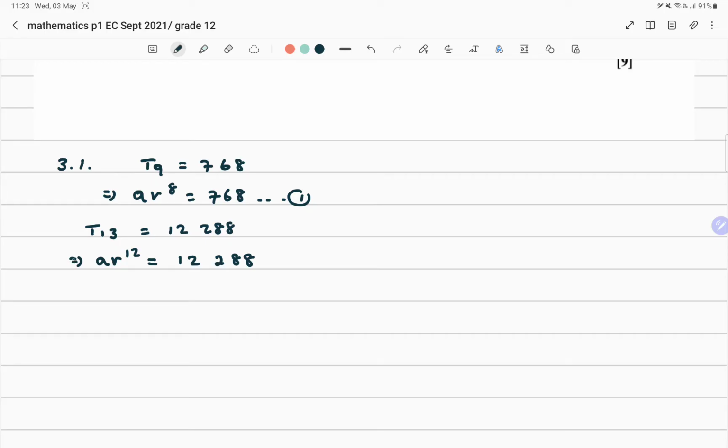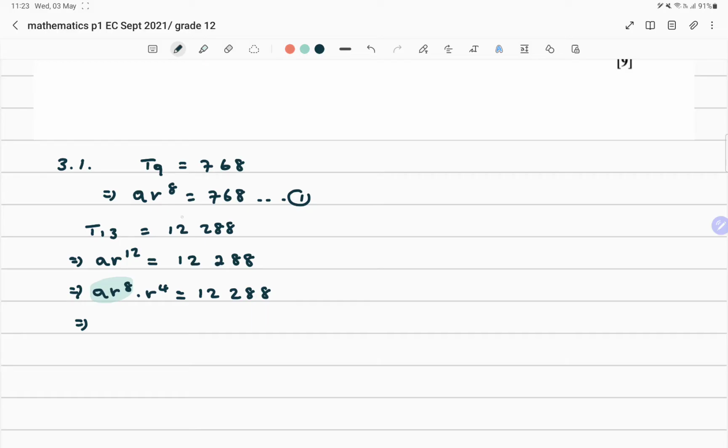Now we can play a smart mathematical game here and say, look, we can decide to split this into ar^8 times r^4 is equal to 12,288, isn't it? Because these r's, when you combine them, they'll still give you ar^12. So just playing a mathematical game, because we want to substitute this with a number instead of having a very long and nasty calculation. So integration, guys, you need to know how to integrate information.